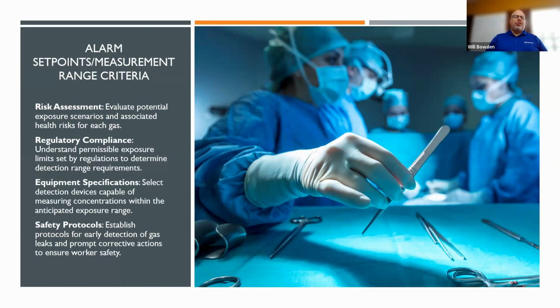And then equipment specifications, being able to select detection devices capable of measuring concentrations within the anticipated exposure range that is set. And then finally, in terms of safety protocols, being able to establish protocols for early detection of gas leaks and prompt corrective actions to ensure worker safety. For example, maybe an initial alarm could be just a caution, and then a higher level alarm could be set in place for this is a full-blown leak and immediate extreme corrective action is mandated.